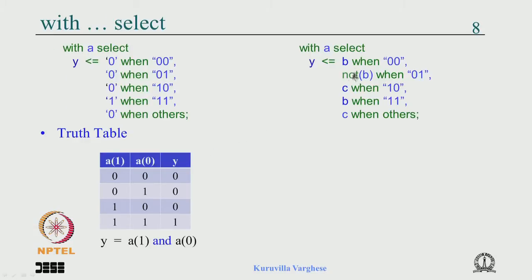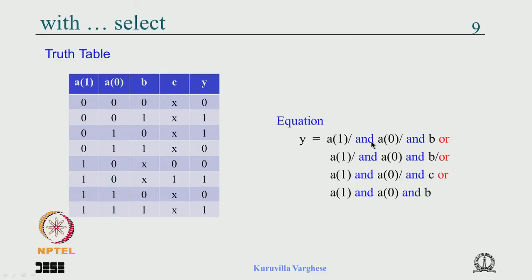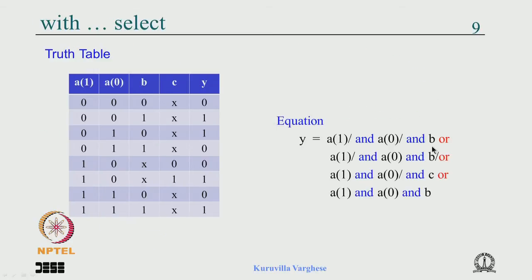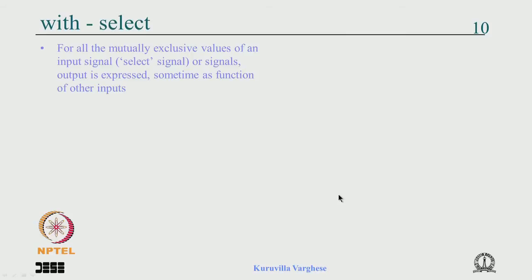So this expands into multiple rows of the truth table, each one expanding into 2 rows. But when the equation is written, it is A1 bar and A0 bar and B, or A1 bar, A0 and B bar, and so each one is a minterm or a product term, ORed together, and so on, it goes on in the equations. So that is what is shown here, and we have seen the same thing.